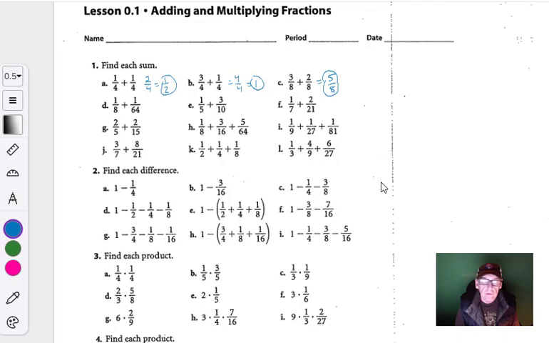Here for D, we have to go for 64s for the common denominator. So 1 over 8 is going to be the same thing as 8 over 64, because I have to multiply 8 times 8 to get 64, so I do the same thing with the numerator. 8 times 1 gives me 8. And we have 8/64 plus 1/64, which is 9/64. Looking at E, 1/5 is the same as 2/10. So we have 2/10 plus 3/10 gives us 5/10, which is 1/2.